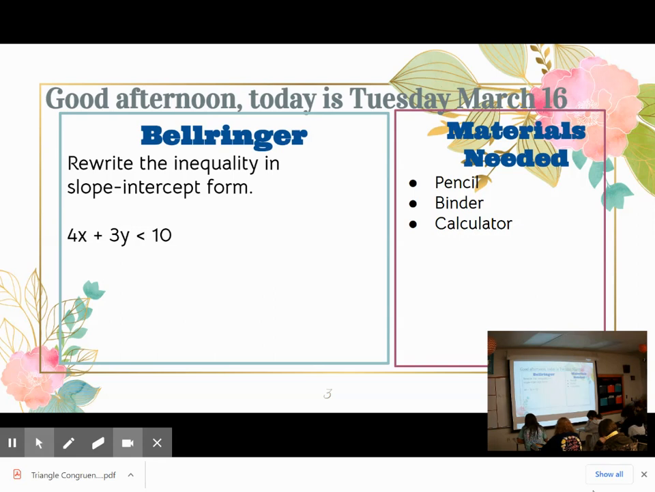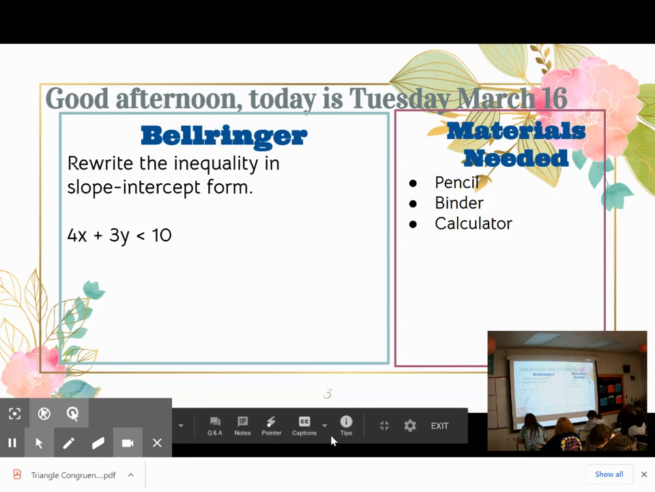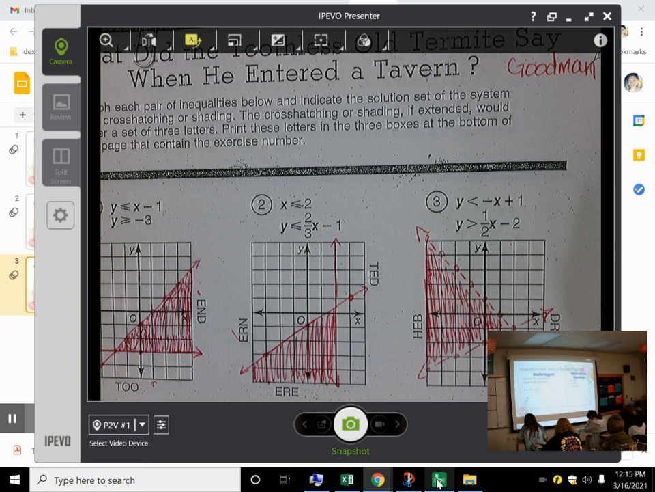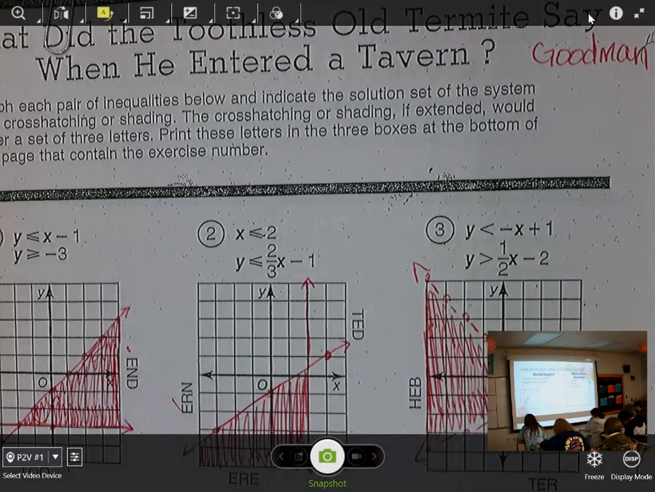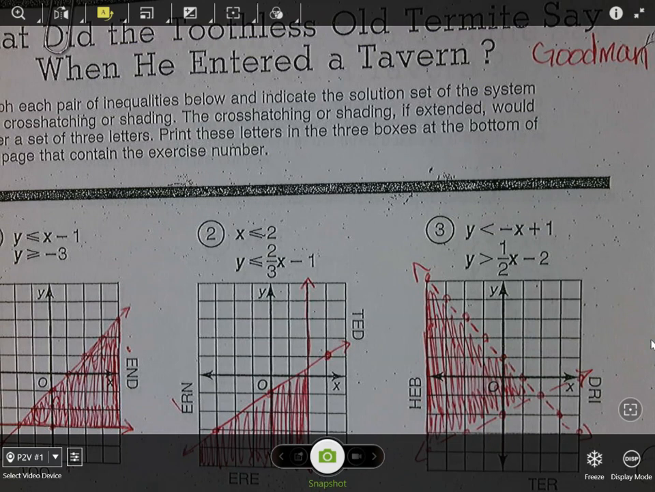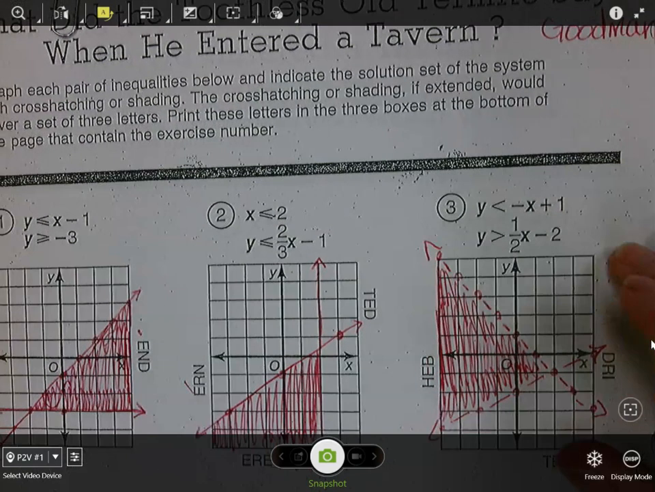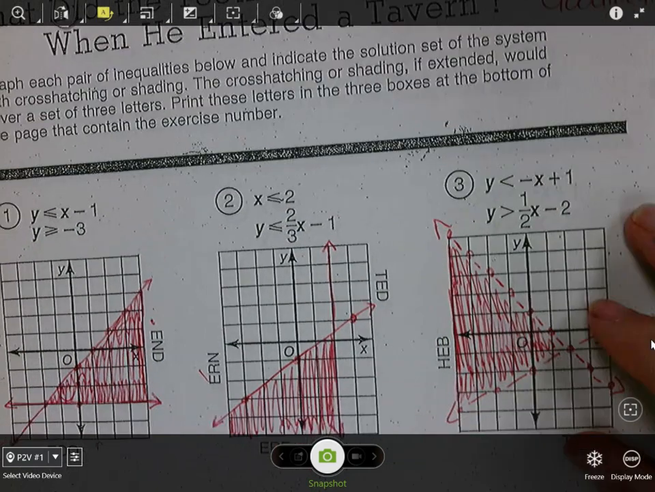As I mentioned, you need to make sure you have the correct answer, and if there's a line that you're not sure how I got the answer, just let me know, and I will do my best to explain how I got that graph. Okay, let's exit out of there, turn that off of freeze. All right, it says, what did the toothless old termite say when he entered a tavern?